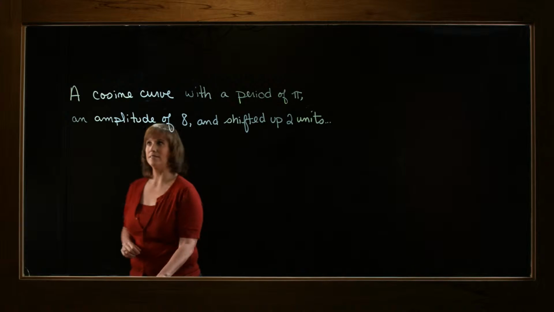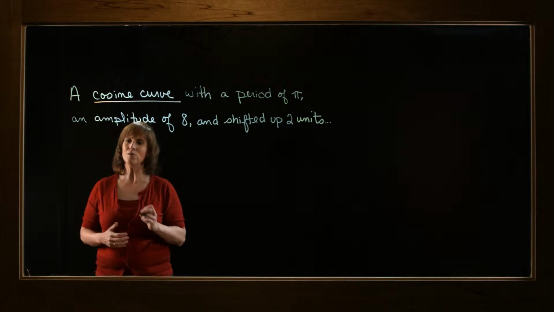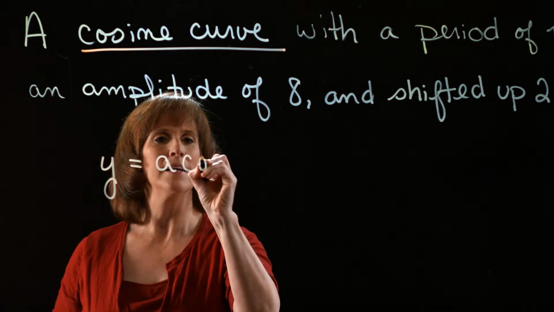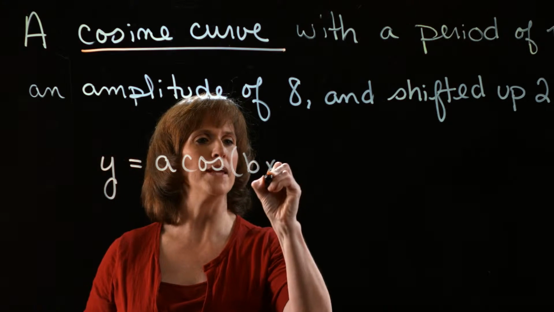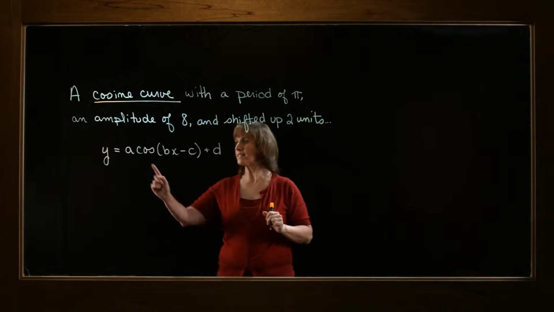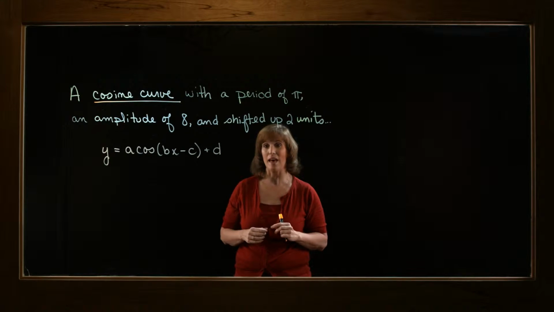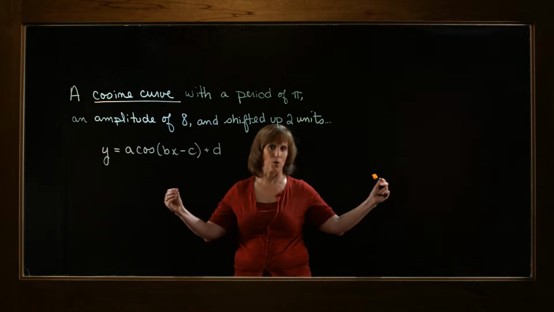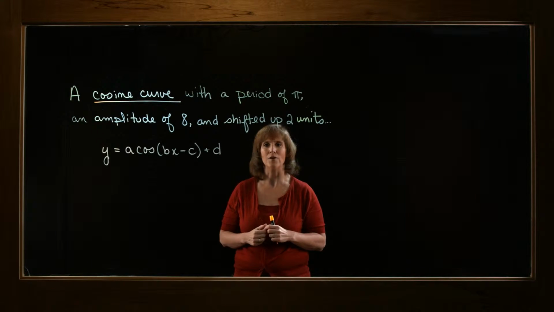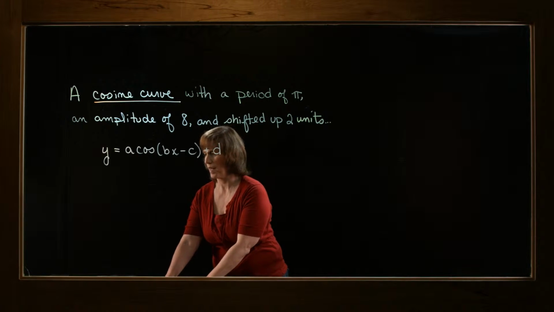The first thing I notice is that I'm looking for a cosine curve. A general cosine curve is going to have the form y equals a times the cosine of bx minus c, plus d. The various literals a, b, c, and d will do a variety of things to that function. It may stretch it or shrink it horizontally, vertically, it can do some shifting, all kinds of different things. So let's see what else is required in this problem.